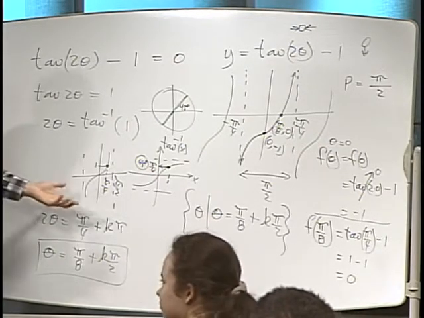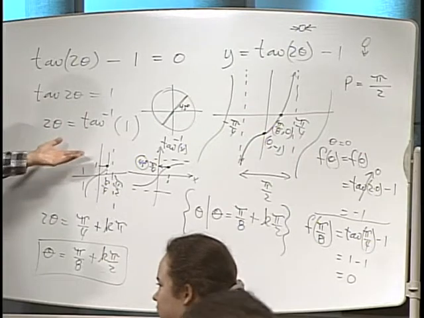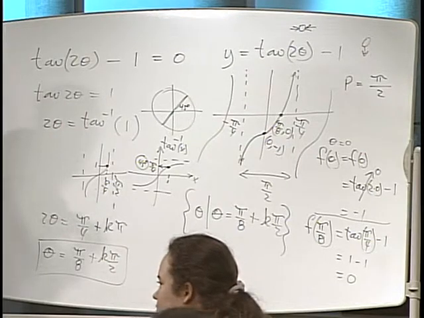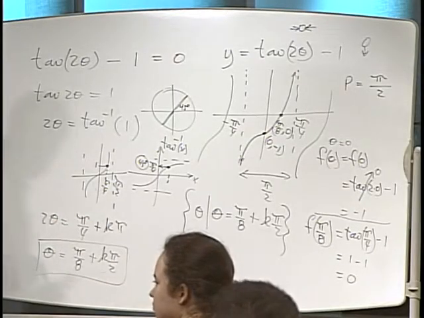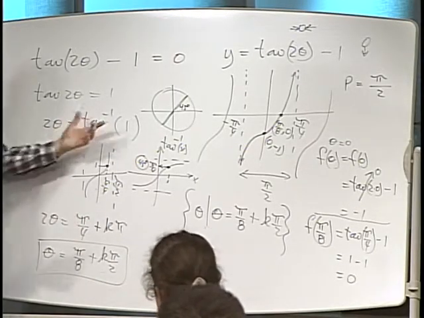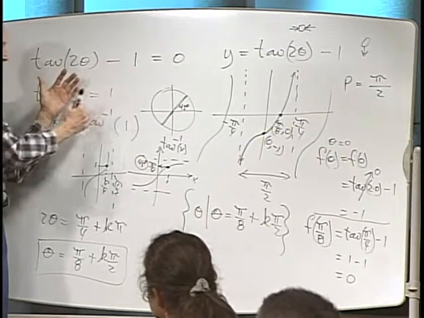Brooke? Yeah. It just seems like the only thing that would be different, well, not the only thing, but the pi over 4. I guess I just need to see another problem, just to put it all together.